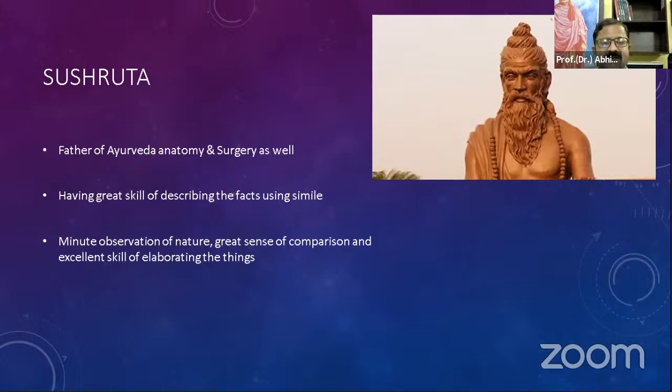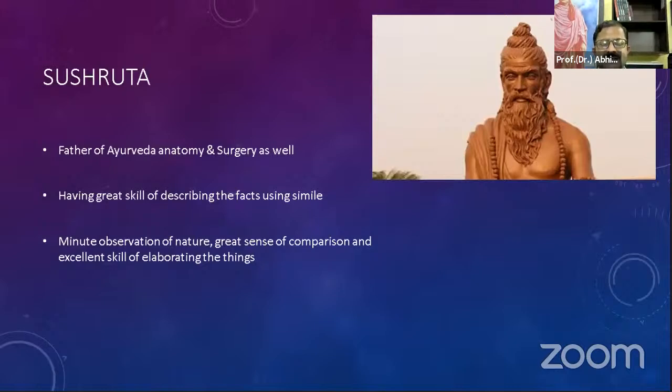Having great skill of describing the facts using simile. Yes, so this is the simile, it is the art. Most of the Indian literature is full of this simile or analogy, which we can also call a metaphor. That is, comparing things with things in nature to explain concepts and structures. Sushruta had a very minute observation of nature. He had a great sense of comparison, and an excellent skill of elaborating things, because comparing things with each other, comparing the similarity, comparing the difference, and elaborating requires great skill. Obviously, Sushruta had this great skill.